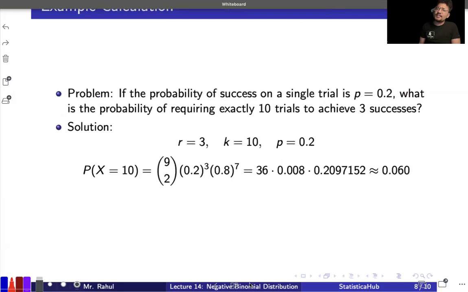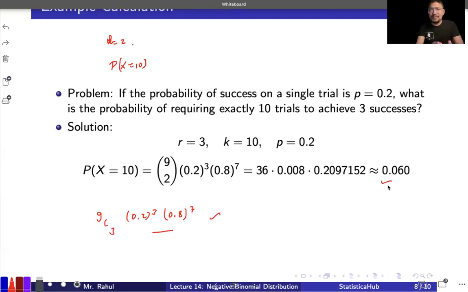If the probability of success in a single trial is given as p = 0.2, what is the probability of requiring exactly 10 trials to achieve 3 successes? Things are coming out very simple. Here r is 3 and you need P(X = 10), that you need 10 trials to get 3 successes. So that will be 9C2, the same formula, 0.2 raised to the power 3 because we have 3 successes, and 0.8 raised to the power 7. Simply using the formula and the definition, the probability for X = 10 in this example comes out to be 0.060.